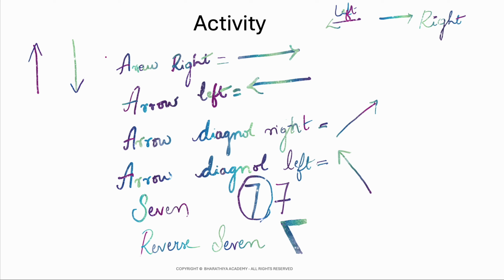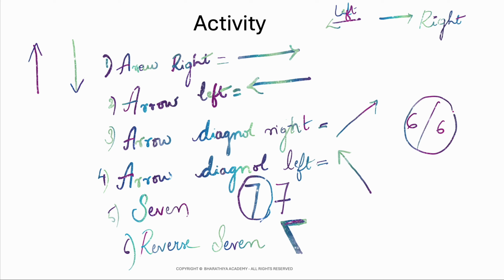If you got all of these correct, just type 6 on 6 in the chat window. And if you got 5 correct, then 5 on 6. Based on how many you got right, you can just put your number in the chat window.